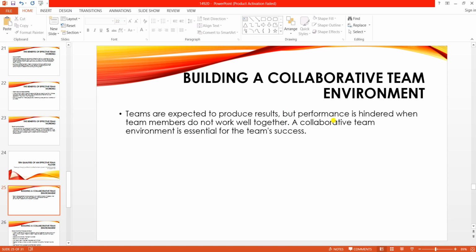And now, because performance is hindered when team members do not work well together, we need to build a collaborative team environment. So a collaborative team environment is essential for team success. And also there are certain stages that we need to understand, and we need to know in order for us to build this collaborative team environment.